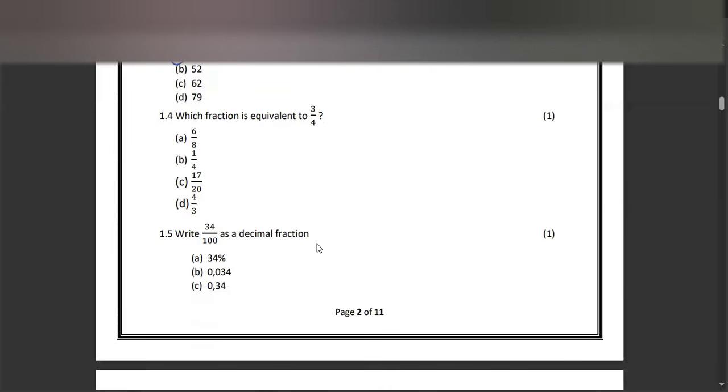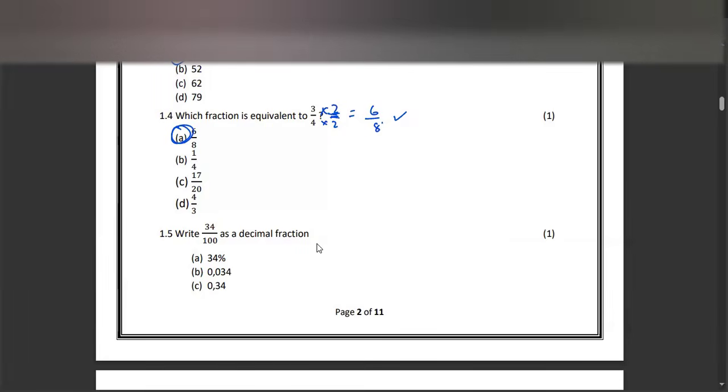And then which fraction is equivalent to this 3/4? So equivalent fractions are basically fractions that have the same value. Okay, they increase just in the same ratio or decrease in the same ratio. So 6/8. Okay, so if we multiply this by 2 and by 2, that's going to be 6/8. So which means the first option is correct.